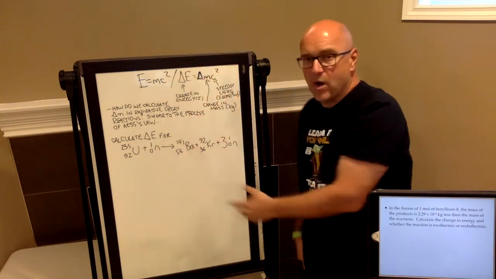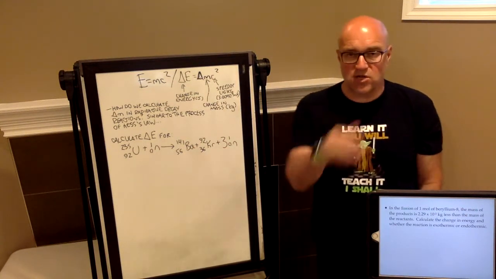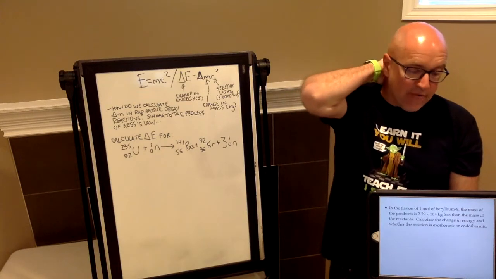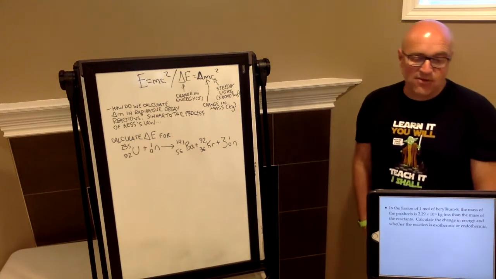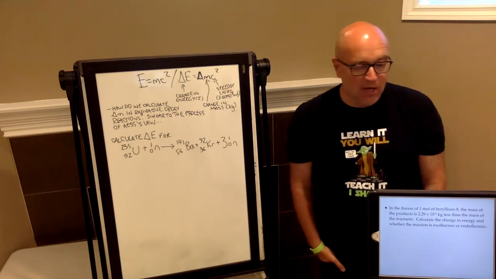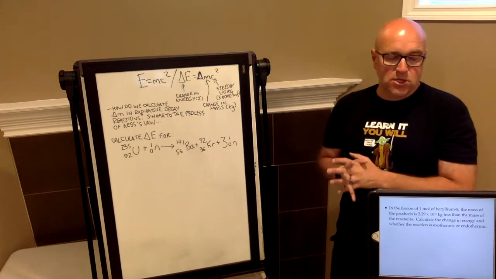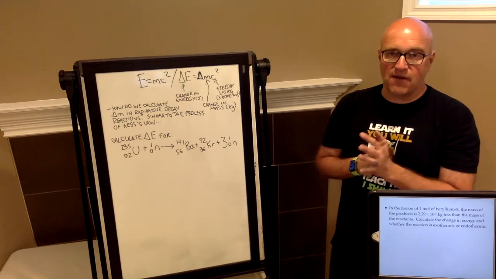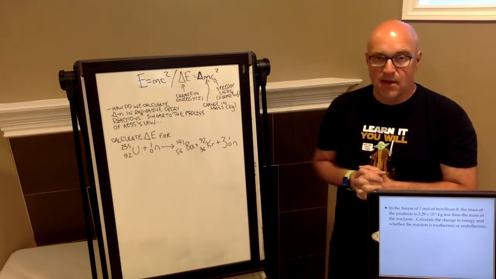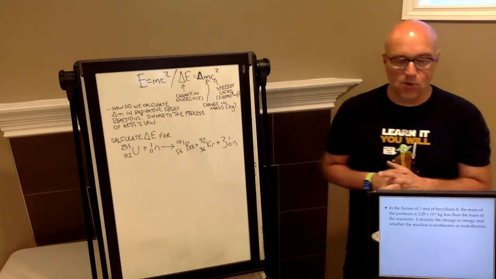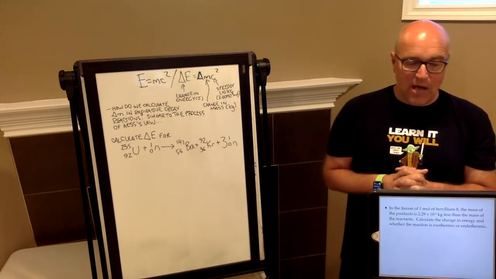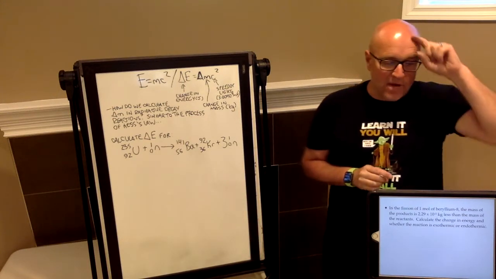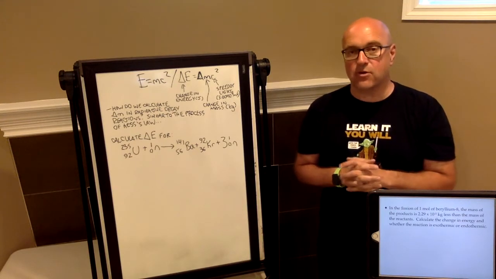I'm going to give you a tougher one on the board, but the easy one is just on the notes slide right here. So I've got a fission reaction of 1 mole of beryllium-8. The mass of the products is going to be 2.29 times 10 to the negative 5th kilograms less than the mass of the reactant. So we're going to have less product than reactant. Calculate the change in energy and whether the reaction is endo or exothermic.